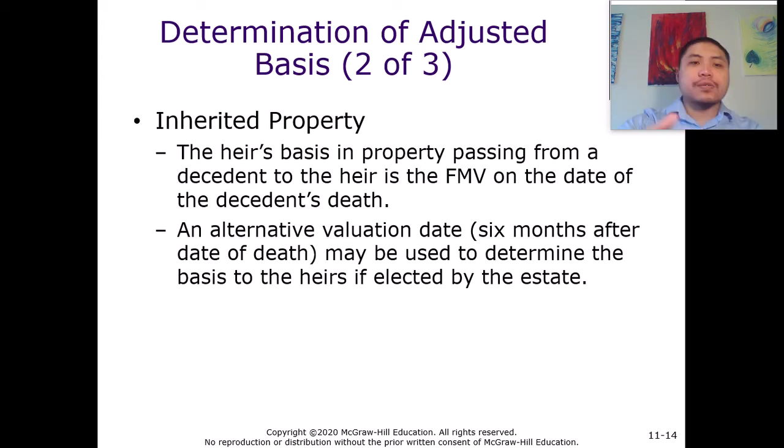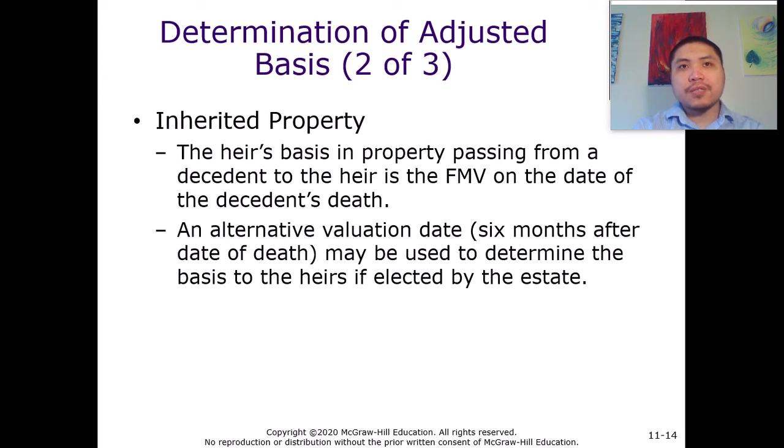In the case of inherited property, the heir's basis, the receiver of the property, in the property is going to be the fair market value of the property on the date of the decedent's death. So this is pretty straightforward. It's just the fair market value on the date of death, or there's an alternative date, which is the date 6 months after the death of the family member.